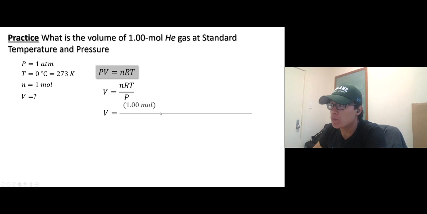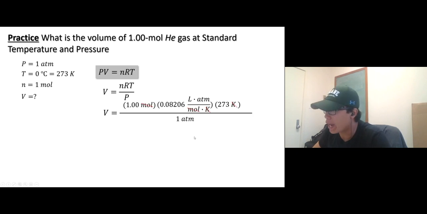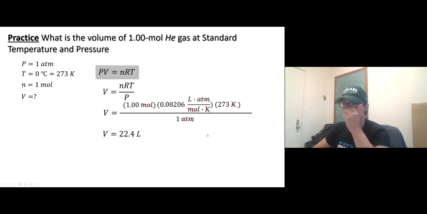So n is 1 mole. Keep the unit there. You want to see the units cancel out. For R, we have atm, so we have to use the 0.08206. It's the only one that has atm in the unit. The temperature is 273 Kelvin, and the pressure is 1 atm. All right, let's see everything cancel out. Mole cancels out, Kelvin and Kelvin, atm and atm. Do the math: 22.4 liter.